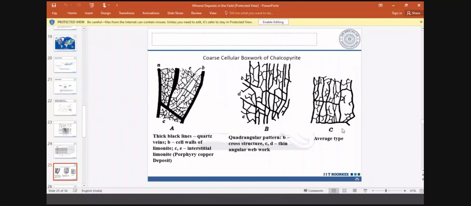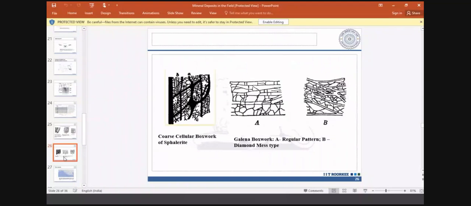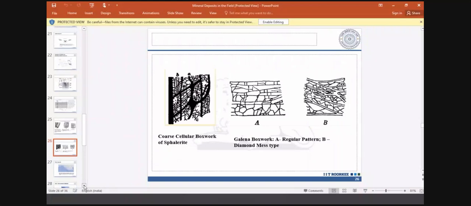If you go to the field, you will come across this type of structures. So these are called the cellular boxwork structures. So based on that, you can find out below this particular structure, you can expect certain mineral deposits. So this gives an indication, this is a signal. Once again, different types of structures. You study the morphology of the structures and try to find out whether it is possible to have chalcopyrite, is it possible to have sphalerite, galena.